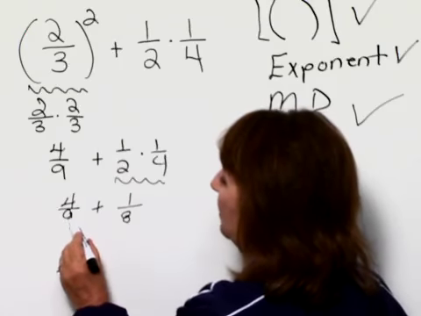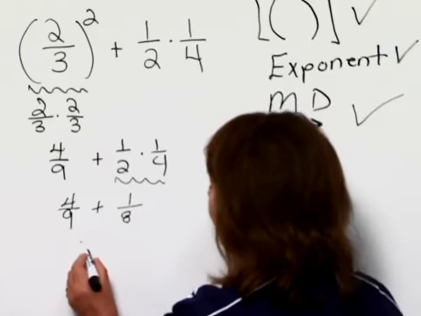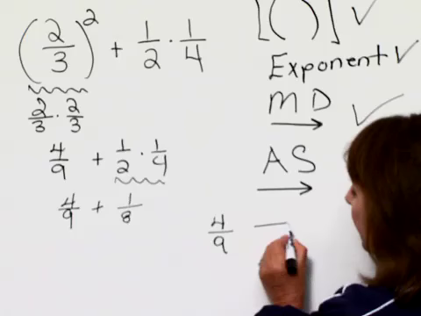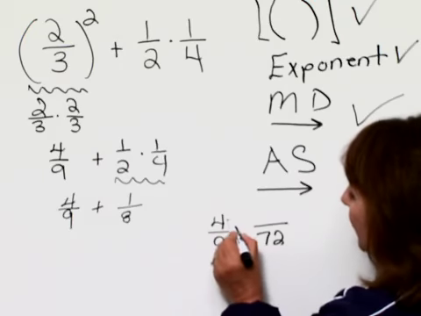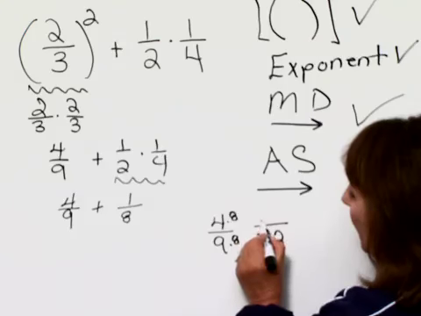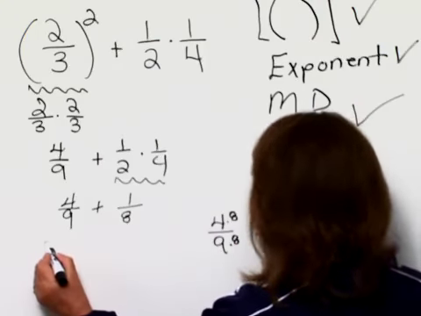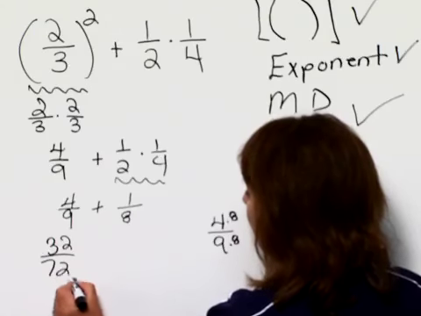So now we have to rewrite 4/9 with a denominator of 72. So we're going to do that right over here. We're going to do 4/9 equals what over 72? Well, since I have to multiply 9 times 8 to get 72, I'm going to multiply 4 times 8, or 32. So 4/9 we can write as the equivalent fraction 32 over 72.